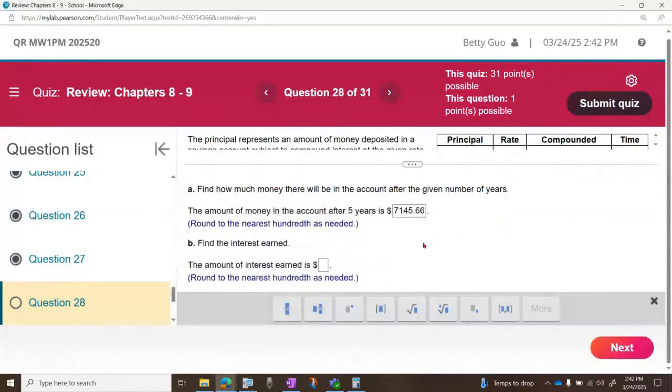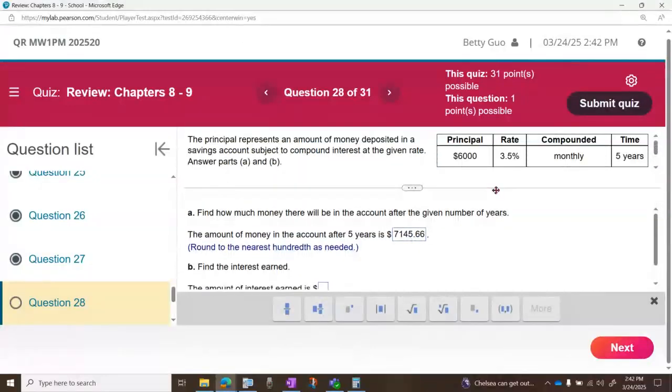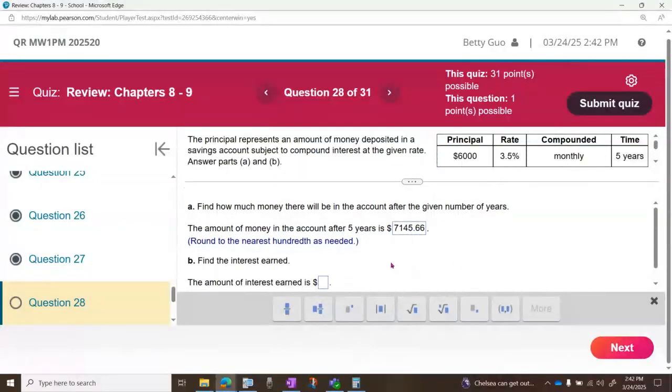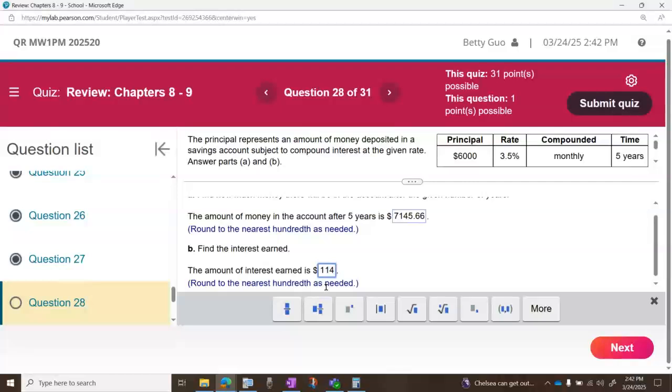Find the interest earned. This one is easy. So you put in 6,000. In 5 years, you have more than 6,000. The difference, of course, is going to be the interest, right? Use $7,145.66 minus $6,000. Just subtract 6,000 from this number. 1,145.66.